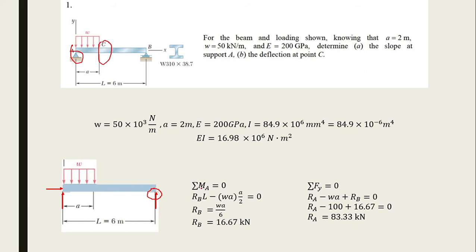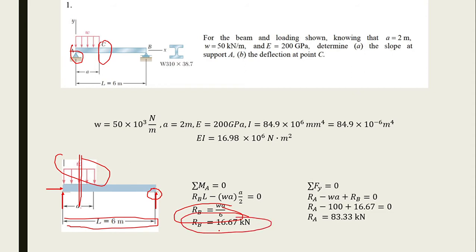Then we take sigma M_A equal to 0, so R_B times L minus omega times A times A over 2, which is the middle of the uniformly distributed load. Then for R_B we get omega times A squared over 6L. If we input the numbers, we get 16.67 kilonewton.